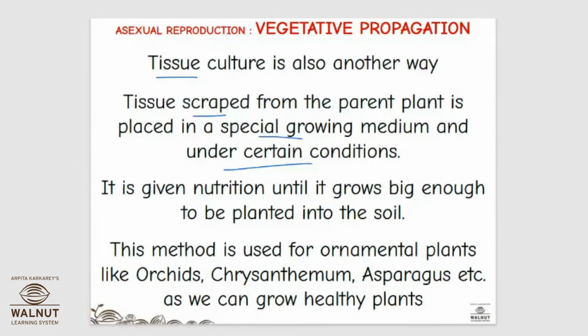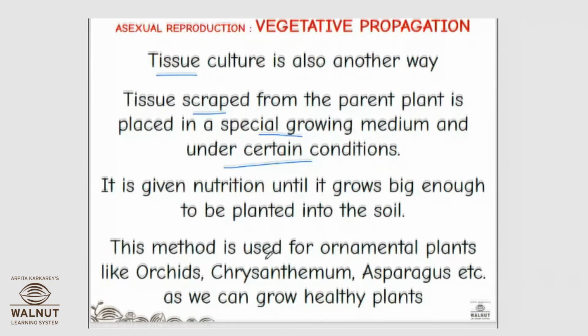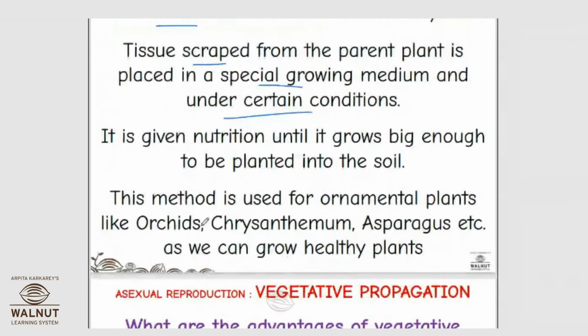So tissue is taken out and grown in a certain medium, which has all the nutrients for the cell to grow. It is done in the lab and given nutrition until it grows big enough to be planted into the soil. This method is used for ornamental plants like orchids, chrysanthemum, asparagus, etc., as we can grow healthy plants.